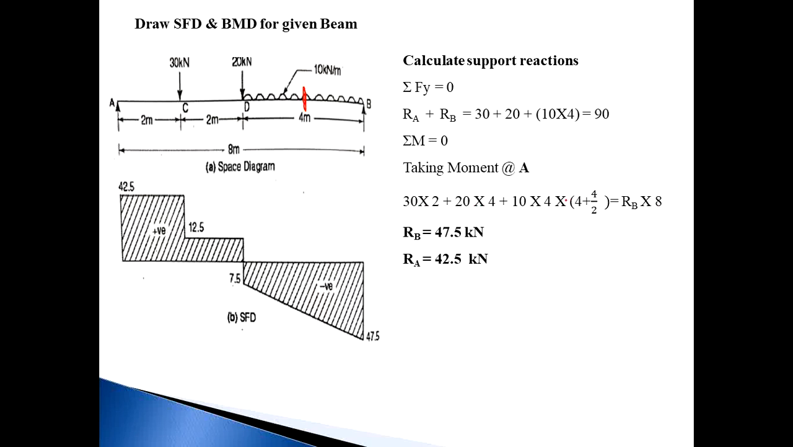By solving this equation, we get RB equal to 47.5 kilonewton. Once we know RB, we put it in the earlier equation: RA is equal to 90 minus 47.5. Then we get RA equal to 42.5. These are the reactions RA and RB.